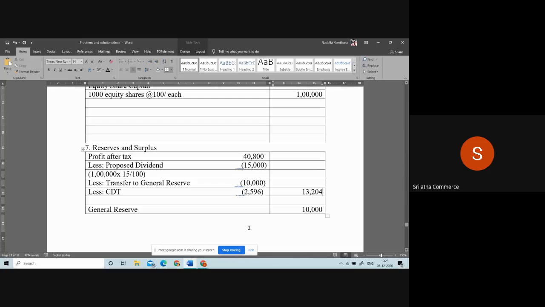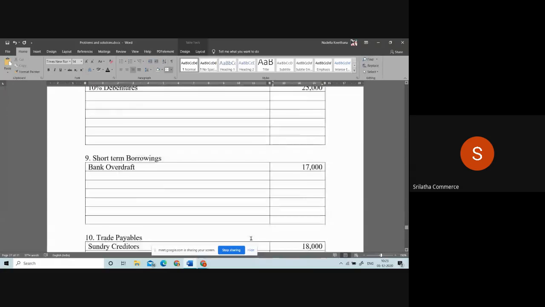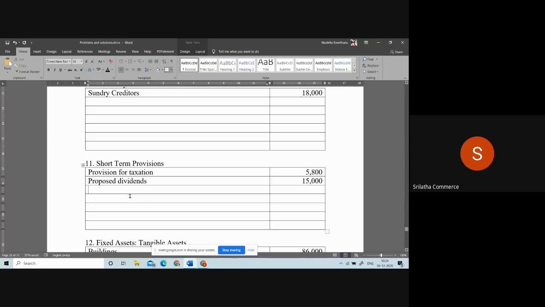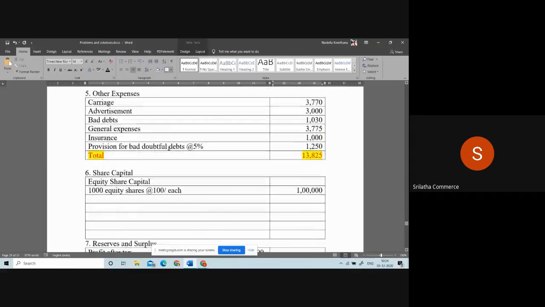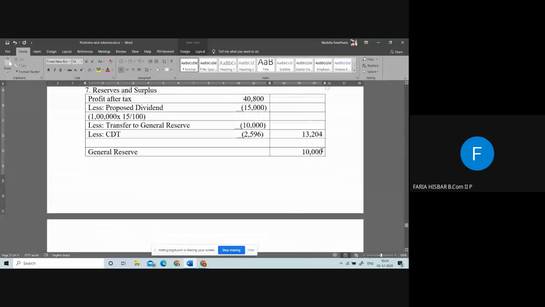One effect we deducted from profit after tax, the other one we have to take under short-term provisions, 2,596. Now what we are going to do? Now we'll add all the totals, 1 lakh. Then next, you tell me the total here. 23,204.